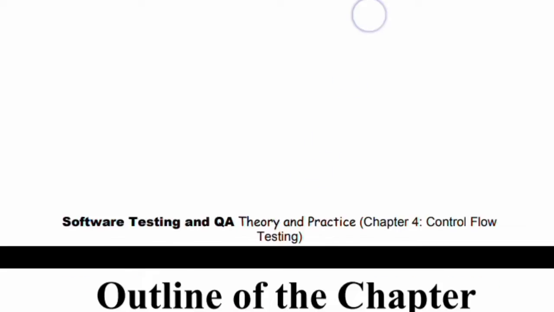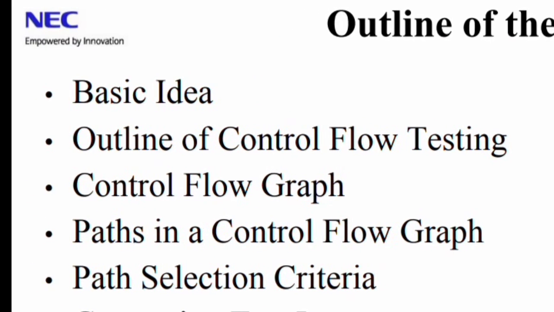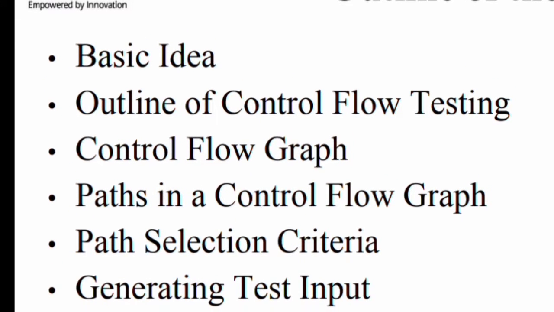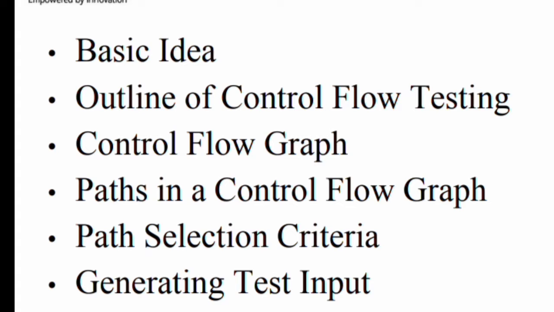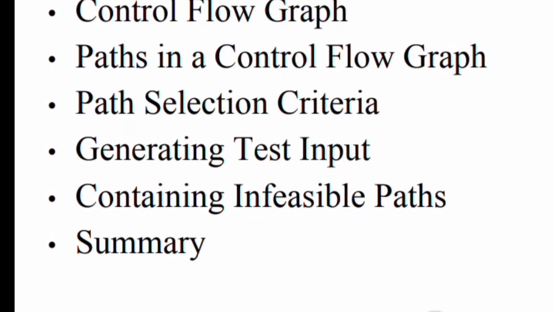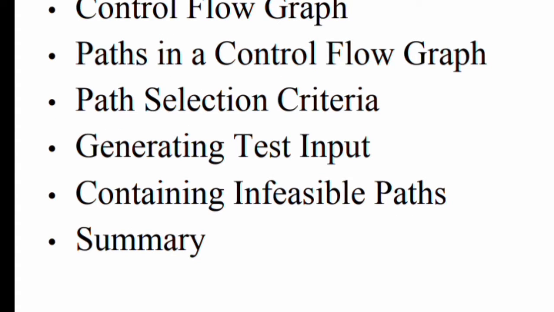In this class, we are learning about control flow testing. Outline of this chapter: basic idea about control flow testing, outline of control flow testing, control flow graph (CFG), paths in control flow graph, path selection criteria, generating test input, containing infeasible paths, and summary. In this lecture, we cover half of the topics of this chapter.